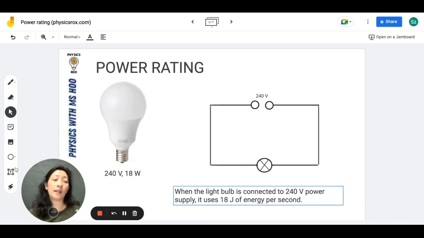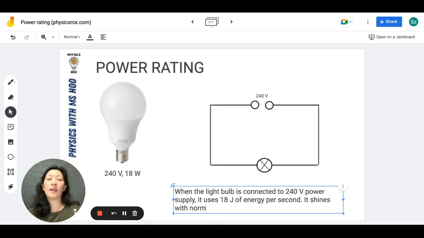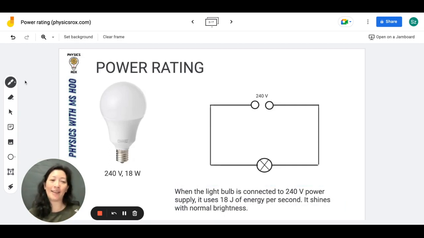You will come across this term normal brightness. What normal brightness means is that this particular lamp at 18 watts, that's the normal brightness for this particular lamp or light bulb. So I'll just add here, it shines with normal brightness. In case you're wondering what normal brightness is, that's what it means. Normal brightness refers to using this light bulb at the stipulated values that the manufacturers have already suggested.